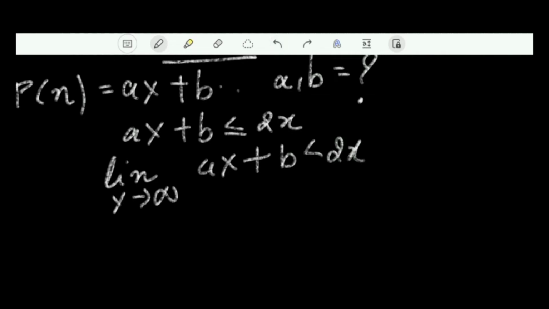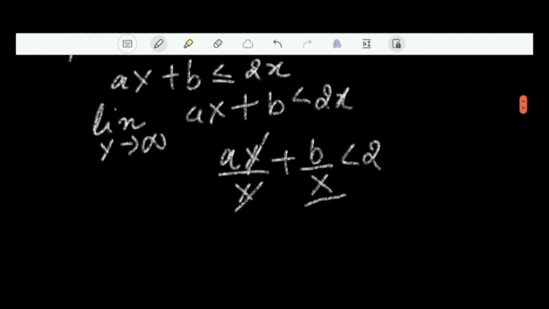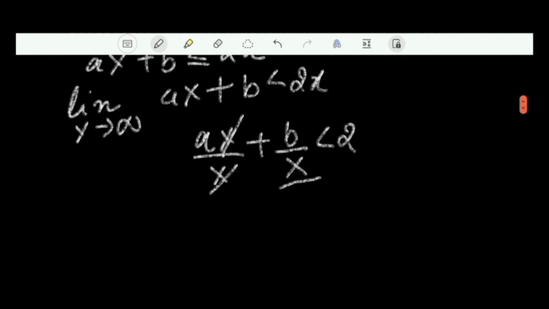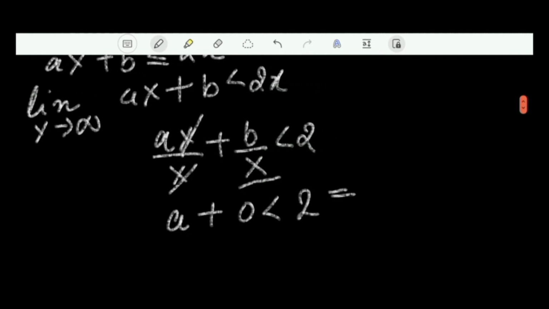And now we can divide this inequality by x, and these two x are going to be cancelled out, and this part would be 0, and we'll see this new inequality where a is smaller than 2.